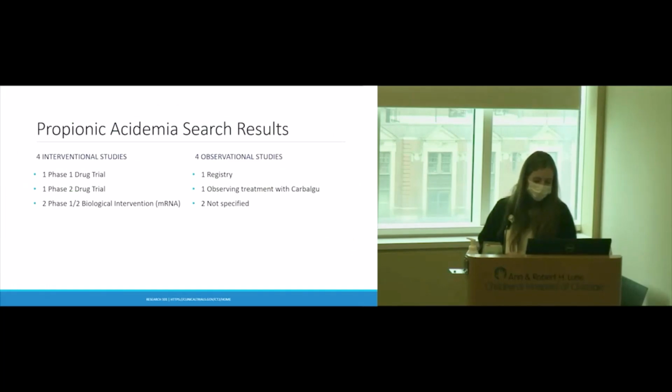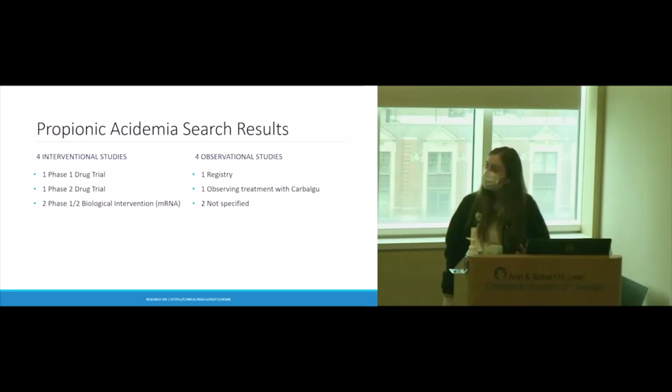So with propionic acidemia, when you type that into clinicaltrials.gov and look for recruiting or not yet recruiting, which means that the study is getting ready to recruit, there are 8 studies listed. 4 of them are interventional studies, and 4 of them are observational studies. So to talk about the difference between those two, an interventional study is a study that does have some sort of treatment that is being given, or study treatment that is being given for that study. They're trying to understand how a treatment might help the condition.